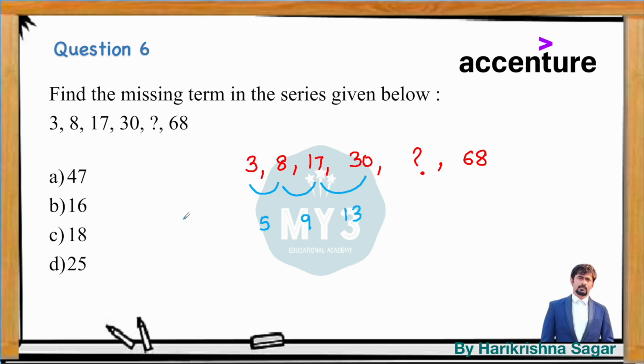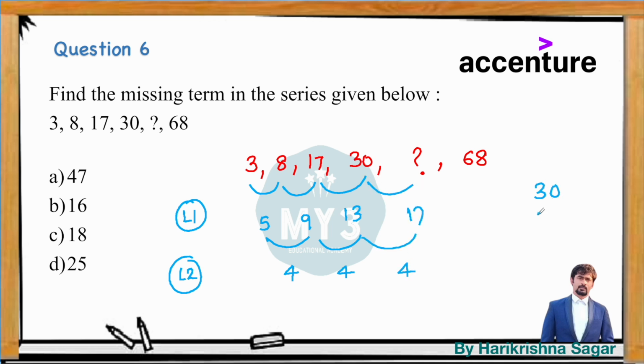But I didn't understand what is the logic in the level 1 of difference. That's the reason let me go with the second level of difference. 5 plus 4 is 9. 9 plus 4 is 13. 13 plus 4 should be 17. If this is 17, the answer must be 30 plus 17, which is equal to 47. Mark the answer as option A here. Hope you are able to follow.